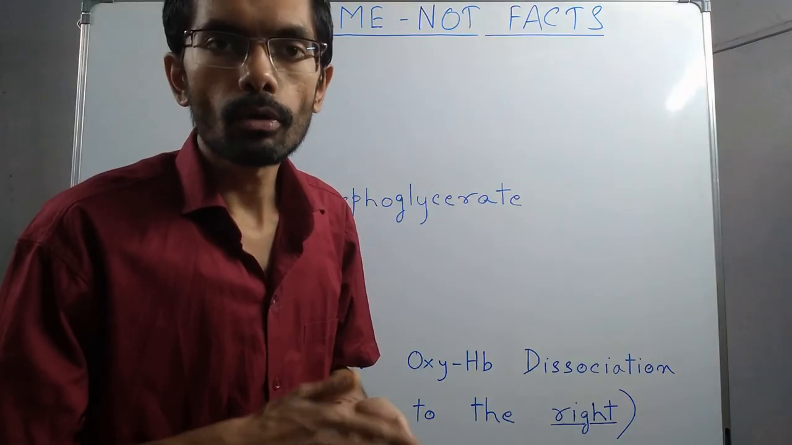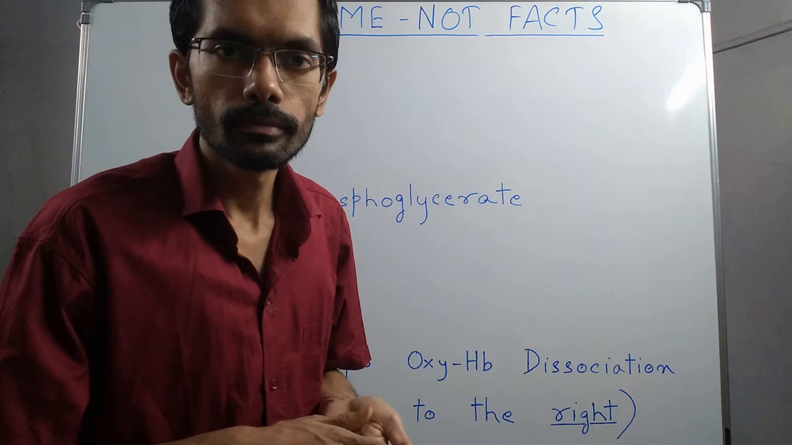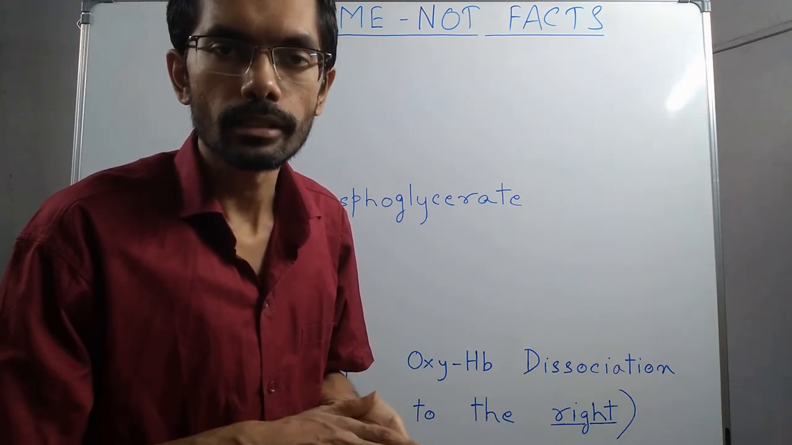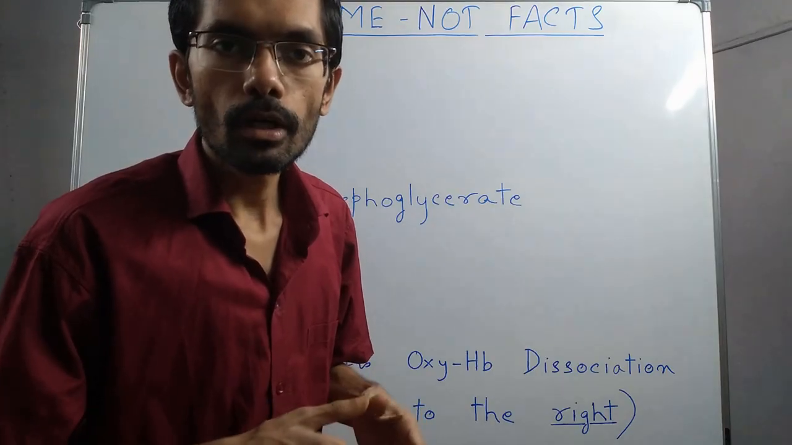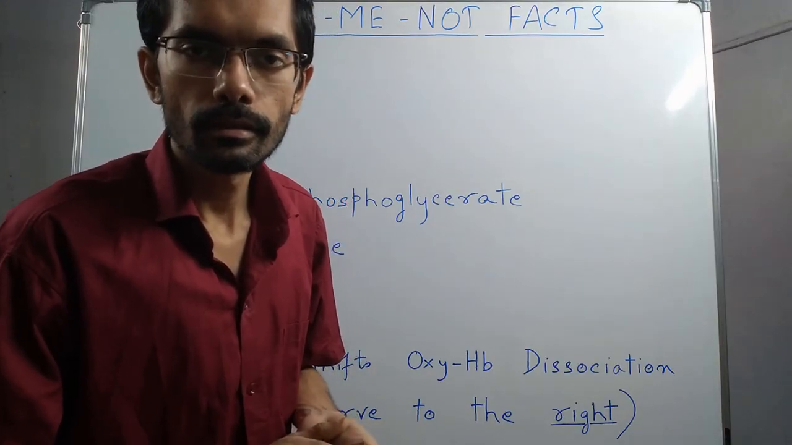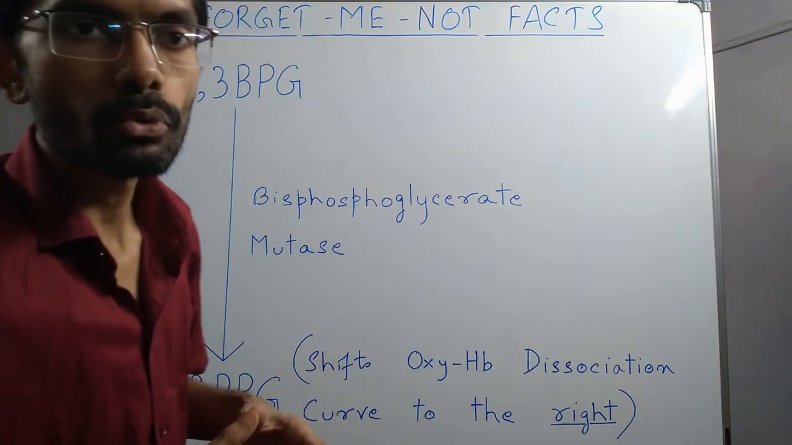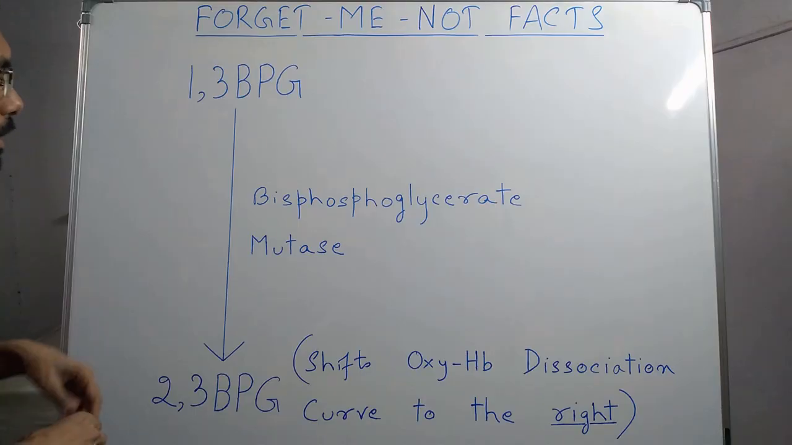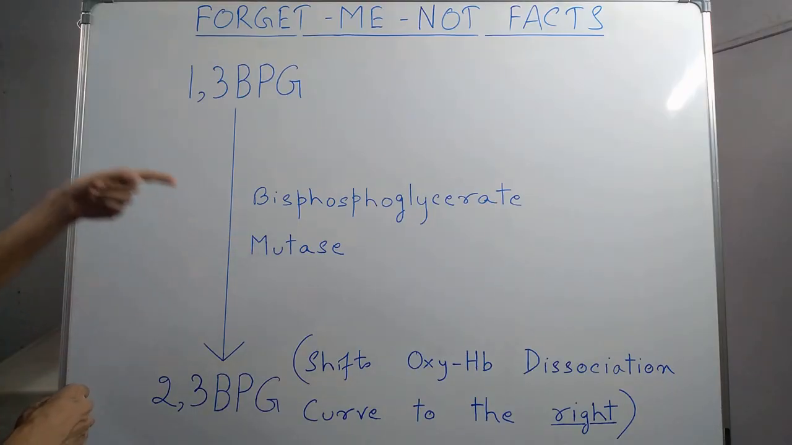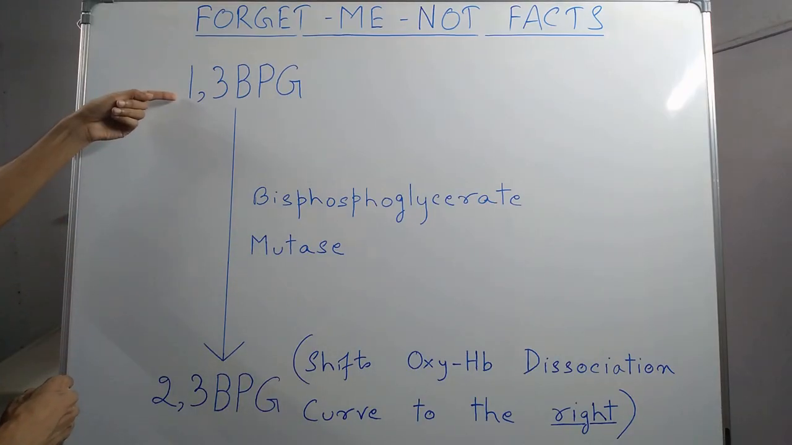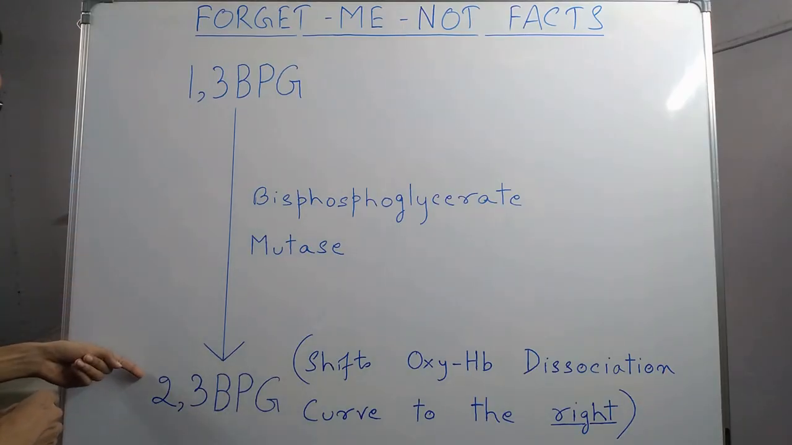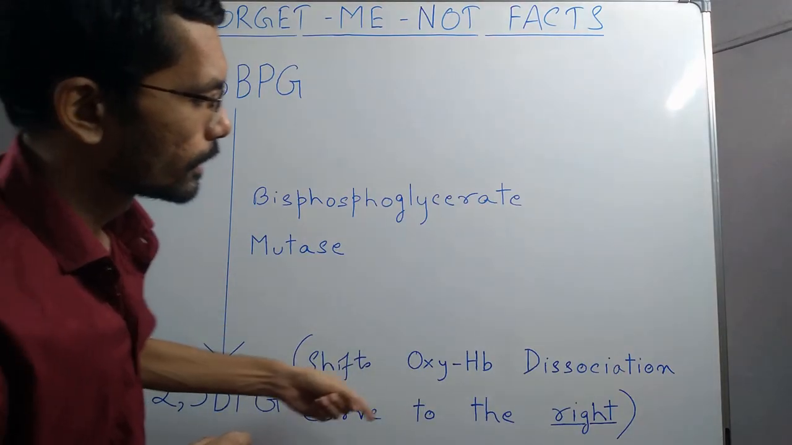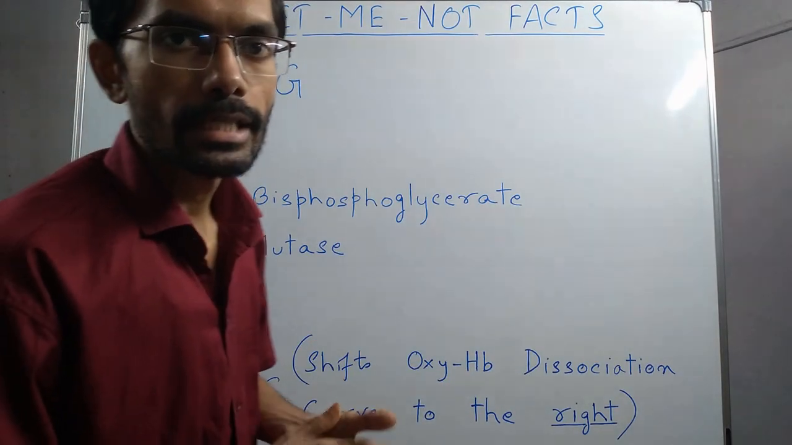You must have heard about the oxygen hemoglobin dissociation curve, and that there are some factors which make it shift to the left or right. But have you heard of 2,3-bisphosphoglyceric acid? Don't get confused with 1,3-bisphosphoglyceric acid which we found in glycolysis. But if a mutase acts on 1,3-bisphosphoglyceric acid, it forms 2,3-bisphosphoglyceric acid, which shifts the oxygen hemoglobin dissociation curve to the right. So that's it for glycolysis.